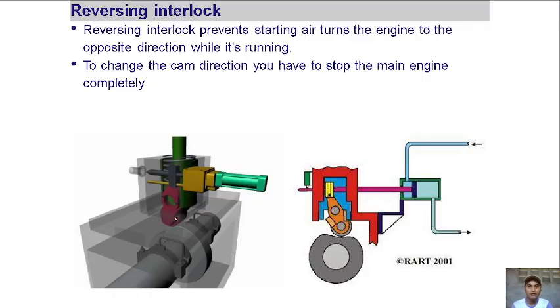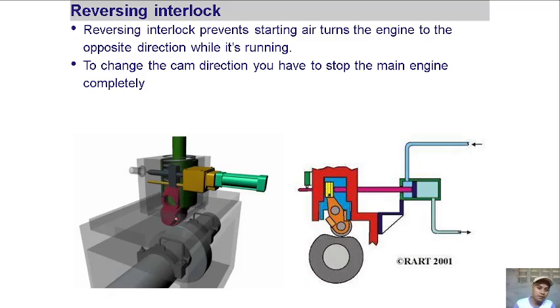Okay, next we have the reversing interlock. The reversing interlock prevents starting air from turning the engine in the opposite direction while it is running. It is a protection to prevent running in the other direction. For example, your ship is running clockwise, then it suddenly goes counterclockwise, so it will ram the ship behind it. That is very difficult or very dangerous.